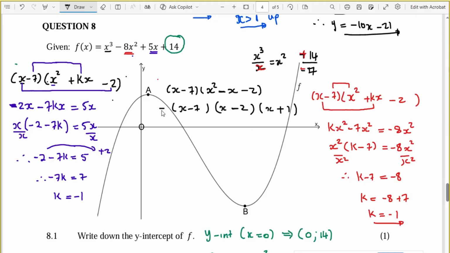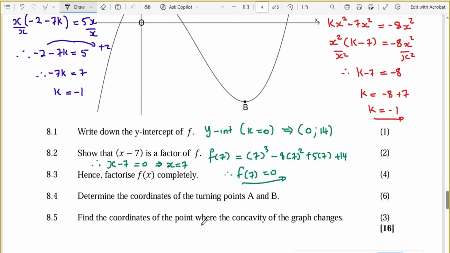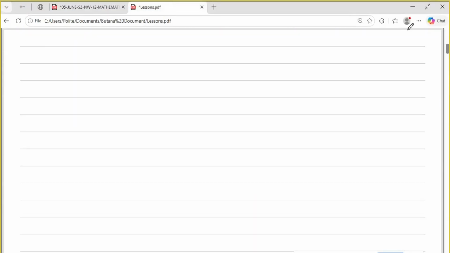This is factorized. Okay, so let's look at what they want us to do at the next point. Determine the coordinates of the turning points A and B for 6 marks. You see, this is just easy marks. Now, how do we find the turning point? I'm just going to write f(x) in the meantime this side. Do you know how we find the turning point?